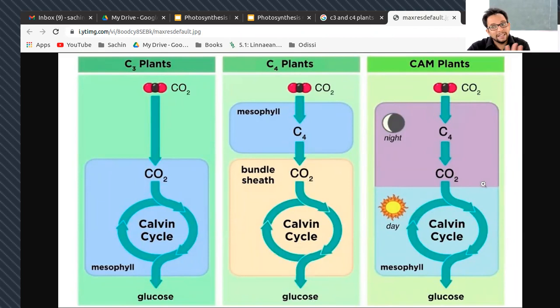Otherwise, there is of course the third one, the CAM plant, which we are not talking about at all. So there is the C3, which means a 3 carbon intermediate. C4 means a 4 carbon intermediate is formed. The ultimate product and the starting reactants are the same. Just the intermediates are different. That's why they are called C3 and C4 plants.